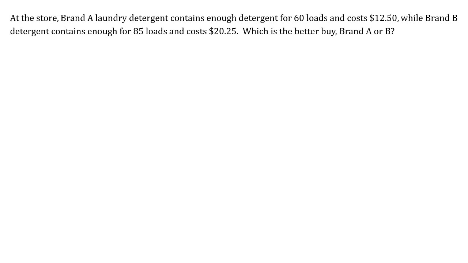So at the store, brand A laundry detergent contains enough for 60 loads and costs $12.50. Brand B contains enough for 85 loads and costs $20.25. We want to find out which is the better brand or better buy, brand A or B. Let's assume that the quality is the same.